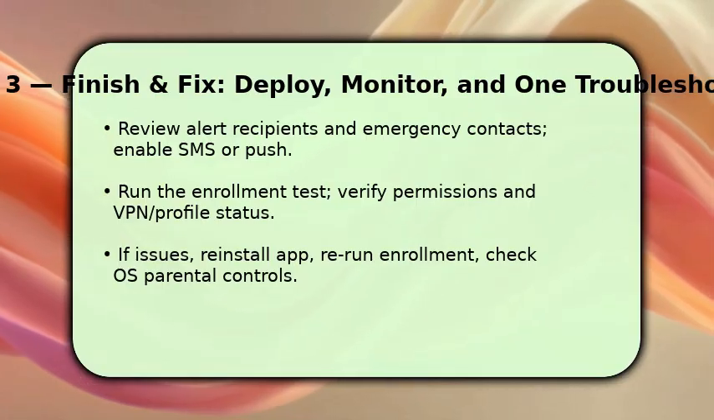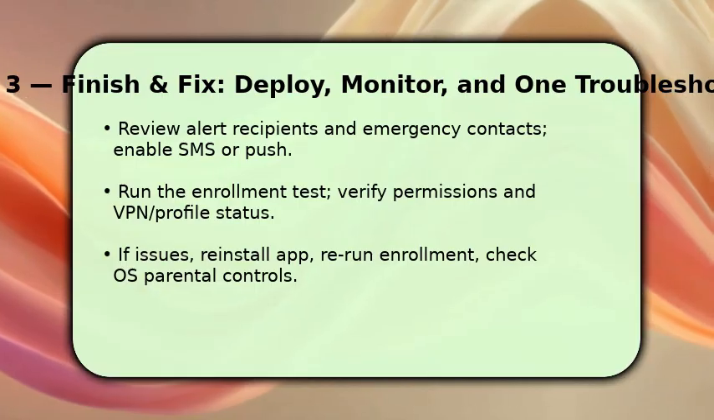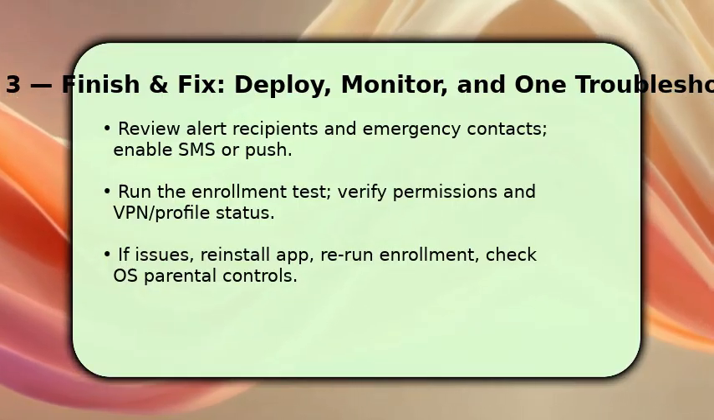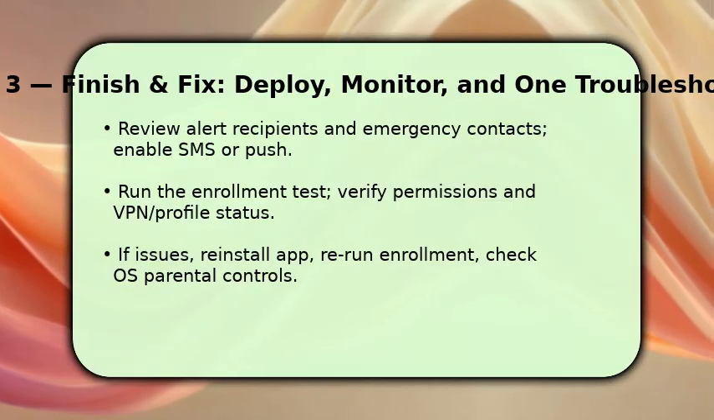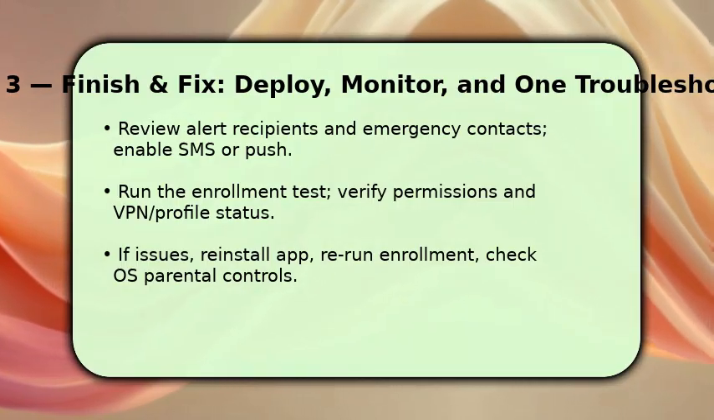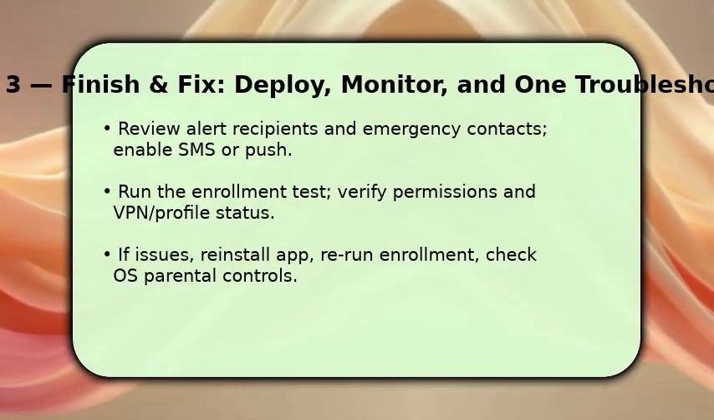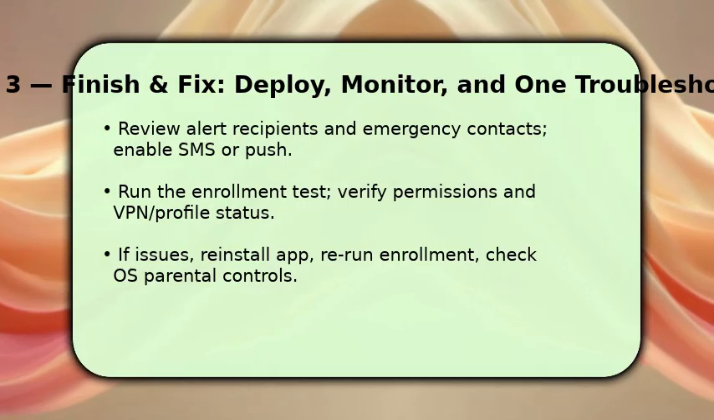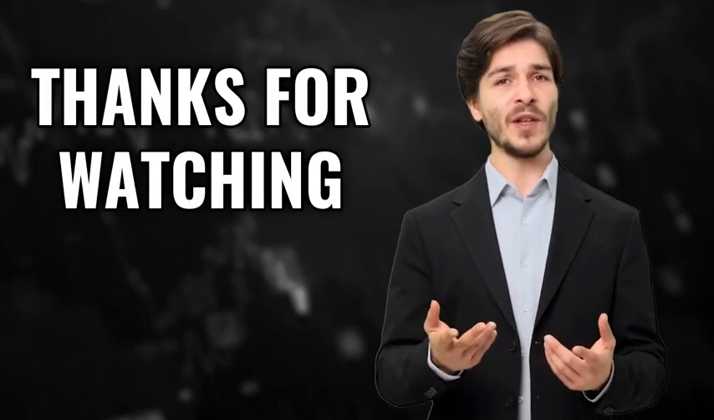If a child device stops reporting, first check app permissions and internet access. If problems persist, reinstall Bark on the child device, rerun enrollment, and verify the device OS parental controls aren't blocking the profile. One simple troubleshooting tip: recheck the device management profile. Most failures trace there.